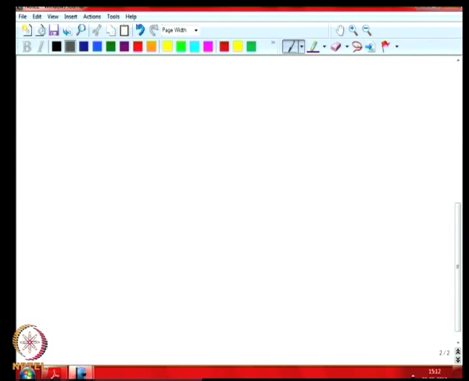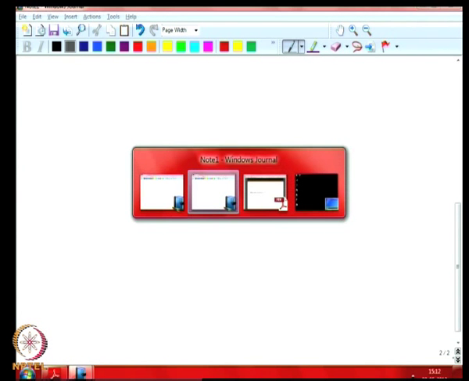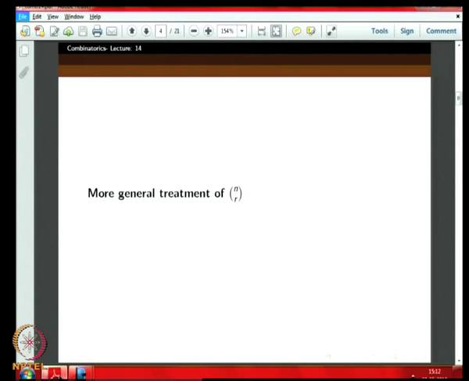So, this is what we are going to do. First, let us mention falling factorial and rising factorial. We haven't mentioned this up to now.